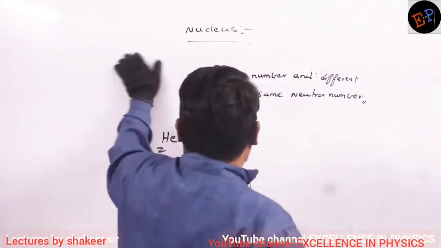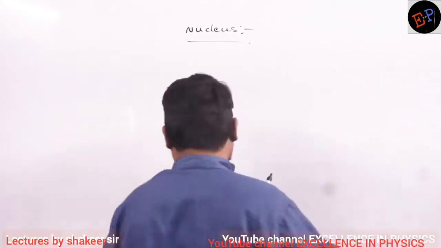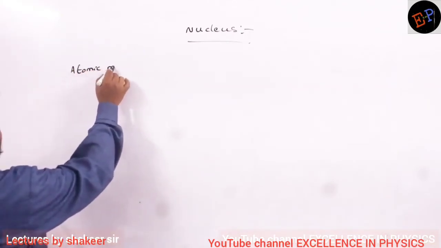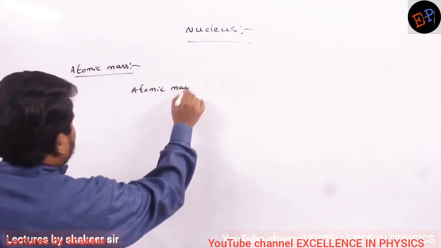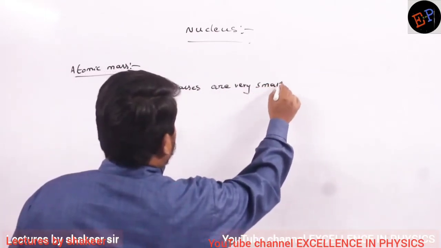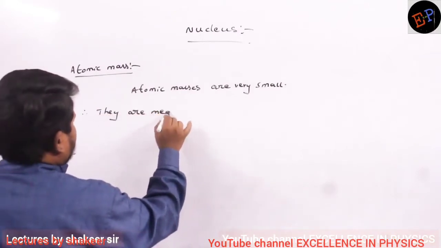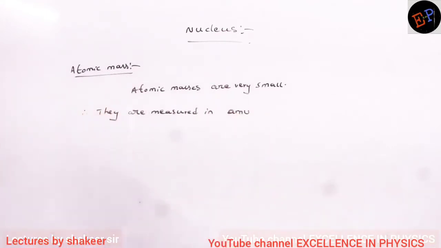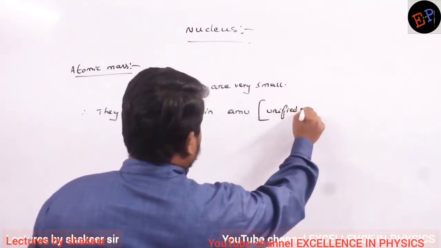Okay. So then we study atomic masses. Clear? Atomic masses are very small. Therefore they are measured in atomic mass units, AMU. You can also call it unified mass.